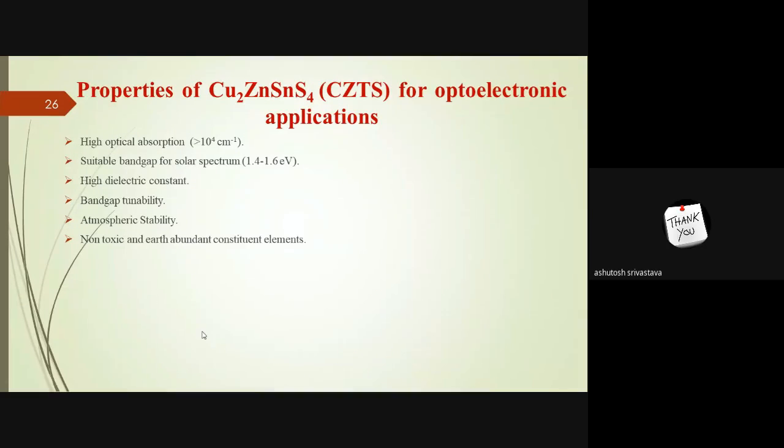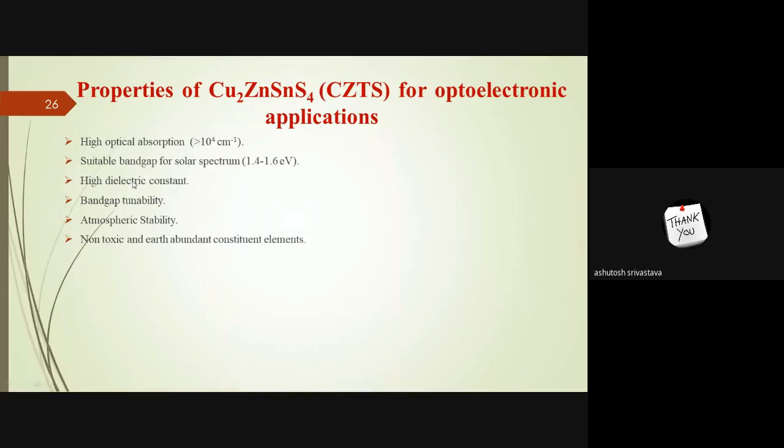And also, I have told that the band gap of a material has to be between 1.3 and 1.6 eV so as to get maximum energy conversion. And for a typical CZTS material, this band gap ranges between 1.4 and 1.6. More or less it is between 1.45 and 1.55.